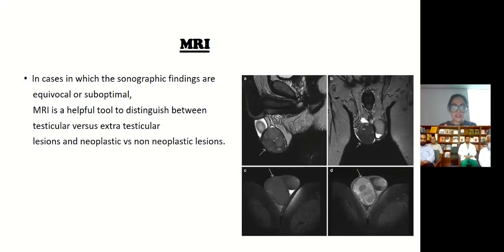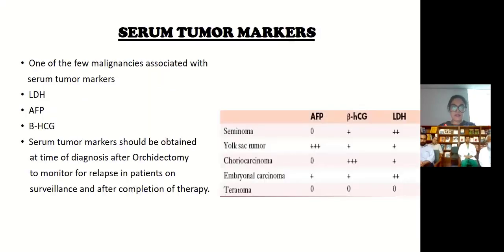MRI. In cases in which the sonographic findings are equivocal or suboptimal, MRI is a helpful tool to distinguish between testicular versus extratesticular lesions and neoplastic versus non-neoplastic lesions, as illustrated by the diagram. Serum tumor markers: testicular tumor is one of the few malignancies associated with serum tumor markers. The tumor markers include LDH, AFP, and beta HCG. Serum tumor markers should be obtained at the time of diagnosis, after orchiectomy to monitor for relapse in patients on surveillance, and after completion of therapy.